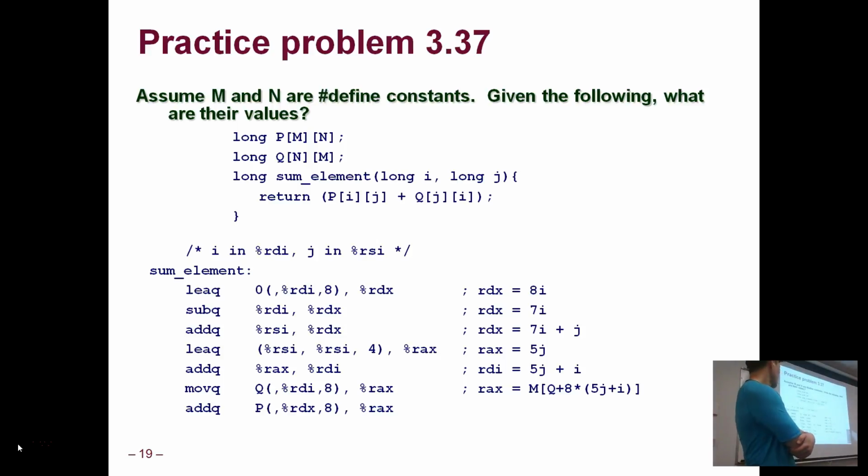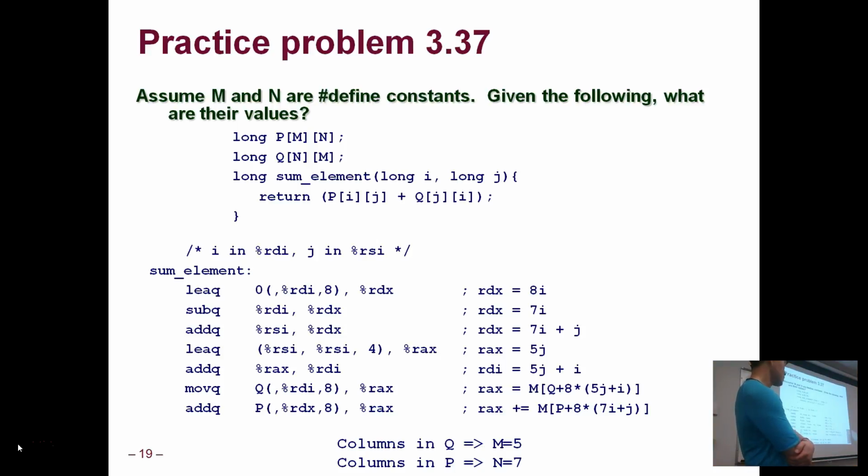Yeah. And then the bottom one is 8 times RDX plus P. So that's P of IJ. So you're doing this to RDX, which is right here. In this case, 8 times 7 times I is going to get you to the ith row. 8 is the size K, and then 7 must be the column number for P. So yeah, that's 7.